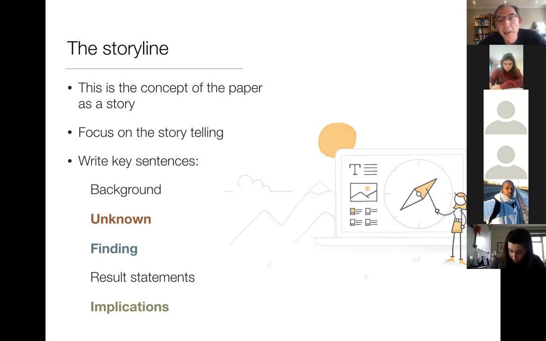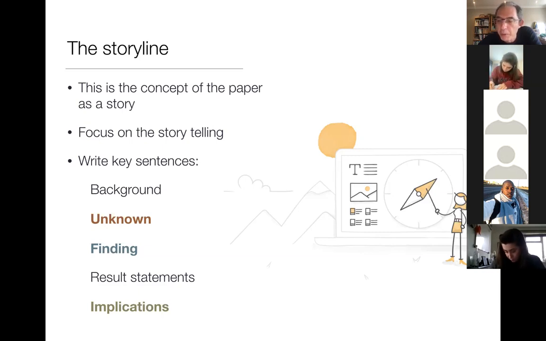So what you want really here is to write maybe a sentence of background. And then the two most important sentences, and this is when we do this workshop and we do the exercise and people bring drafts of their papers, these are the two sentences I want them to focus on. The ones there in red and in blue. It's the unknown and the finding. And when I say write a sentence, I really mean it. Just one single sentence for the unknown and one single sentence for the finding.